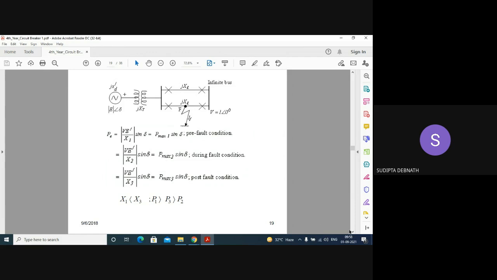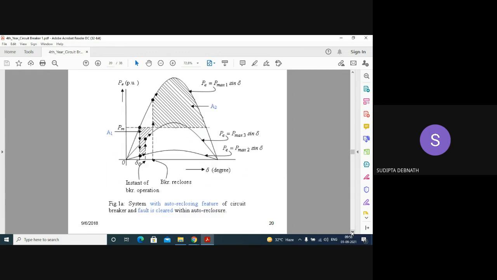Now you know, see, this is the figure. You see, this is the power angle curve. This is delta. This is P. So what will happen before the fault condition? This is the curve. Okay, the larger one. Then when the fault has occurred here, okay, say when the fault has occurred in this position, so what will happen? It will decrease. So this is the during fault curve.